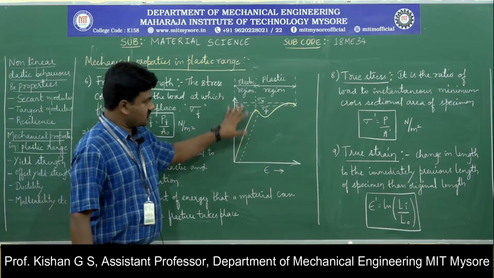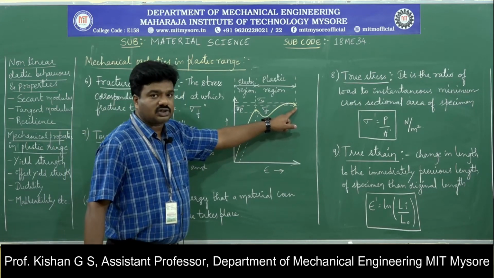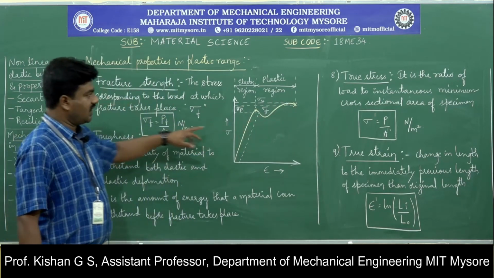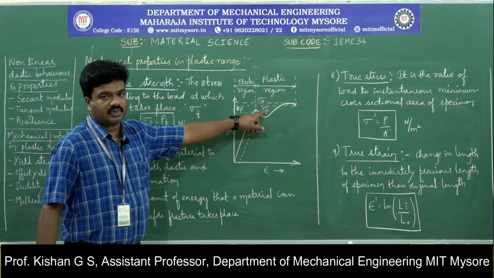In this particular stress versus strain diagram, you can observe here, this is the point of fracture of a material once the load is considered to be Pf, and the corresponding stress is represented as the fracture strength sigma f.